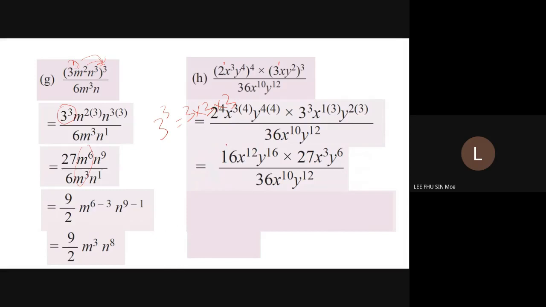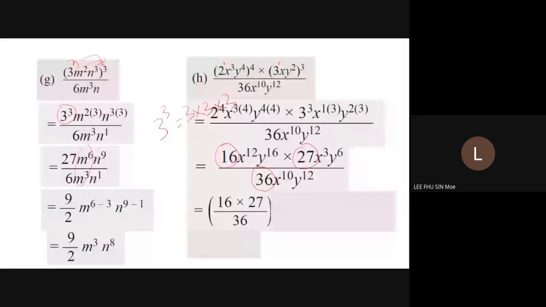Now, when you come to this stage, you can simplify the number first. This one, 16 times 27, and then divide by 36. You can press the calculator first. You do this to do the numbers first. After that, then you simplify the variables x and y.